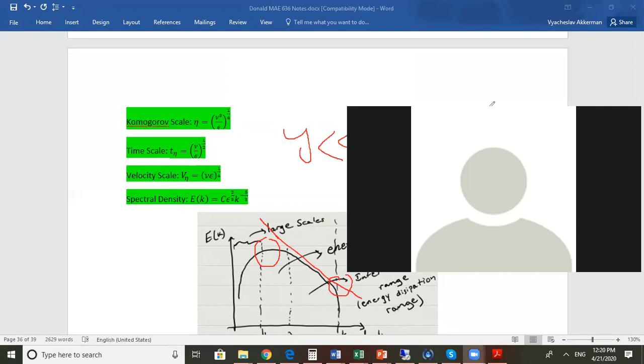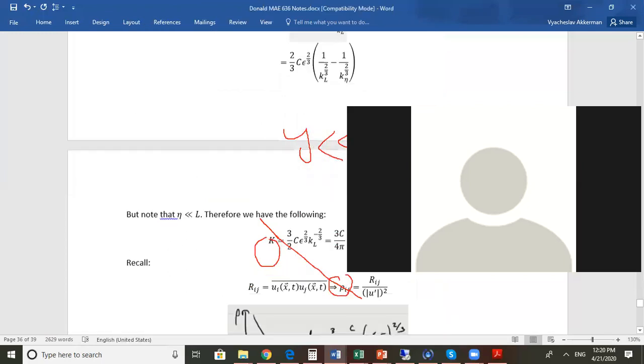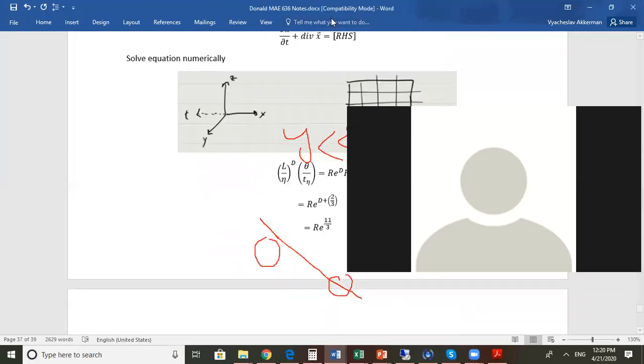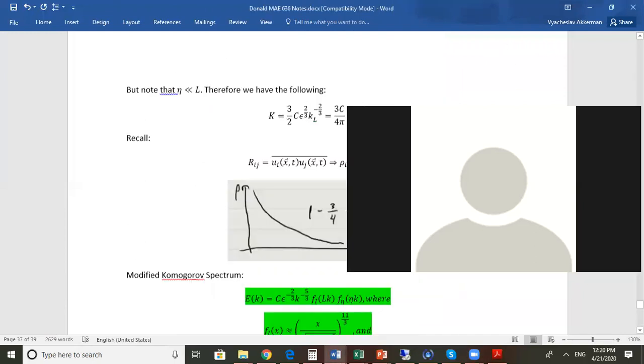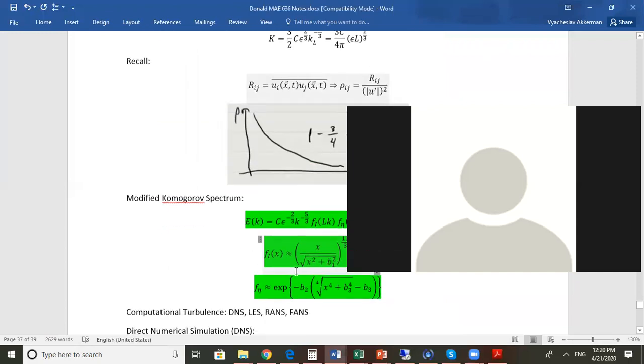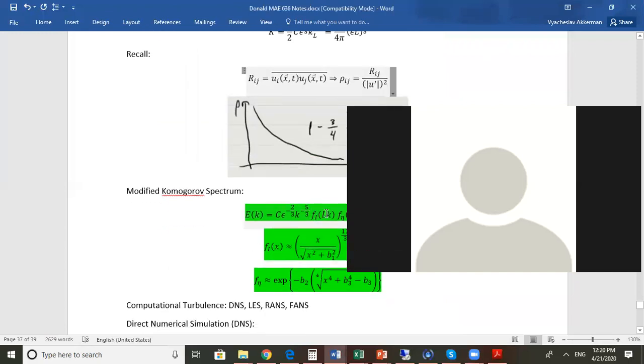So what do people do then? People introduce correction factors. In addition to the Kolmogorov scale, they say, I want a function which shows the two limits, the integral scale and the Kolmogorov scale. So he multiplied the Kolmogorov spectral density by this function and by this function.